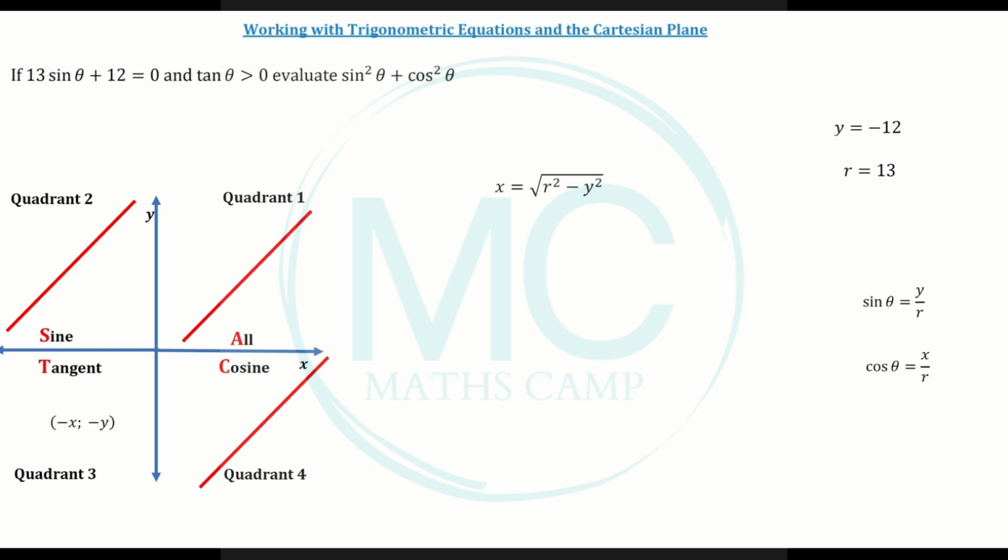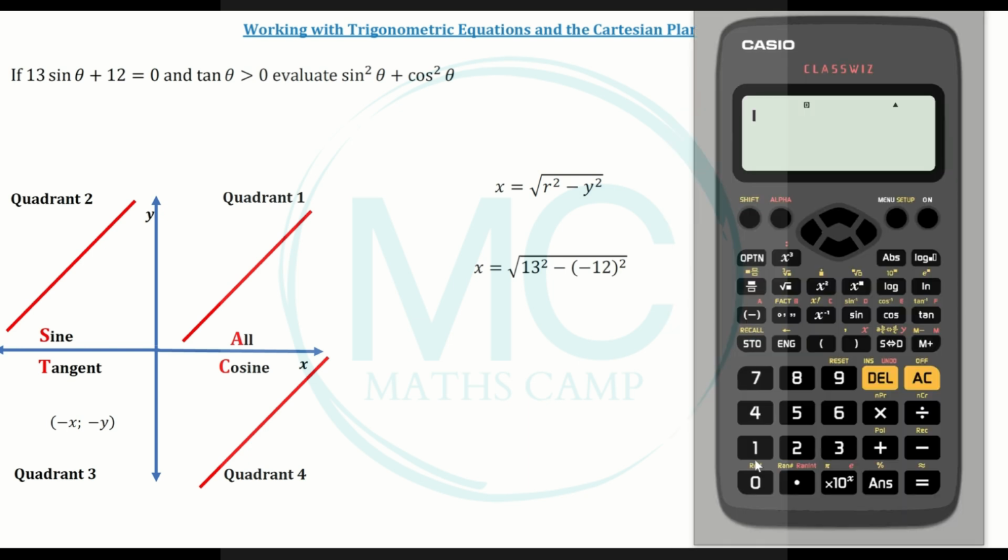Now we can fill in our values. And we say x is equal to the square root of the value of r, 13, squared, minus the value of y, negative 12. So let's put this into a bracket, squared, all under a square root. Now we can take our calculator. We say 13 squared minus, let's put into a bracket, negative 12, close the bracket, squared is equal to 25. Square root our answer, and we get a value of 5.